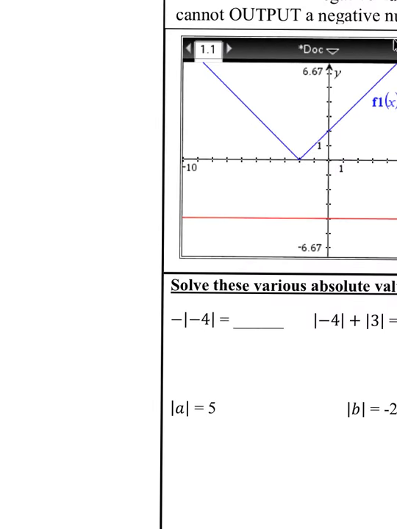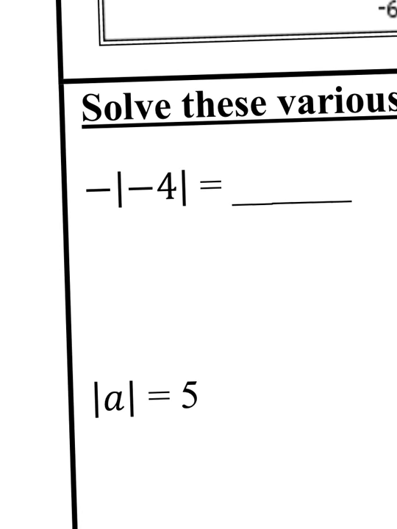So let's do a few examples. Here I have a negative, and then I have the absolute value of -4. So basically, just take the absolute value of -4, that's 4. This negative is on the outside of it, so it's not affected by the absolute value. So the answer is -4. You might be confused because normally you're thinking two negatives make a positive, don't they? And that's true, but that's not the same thing.